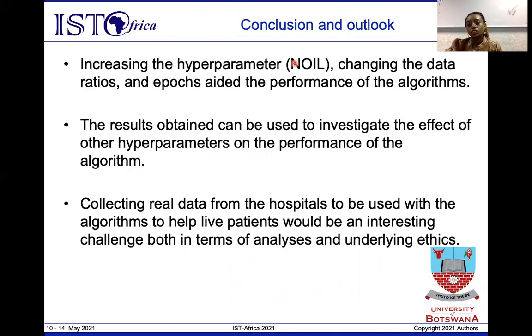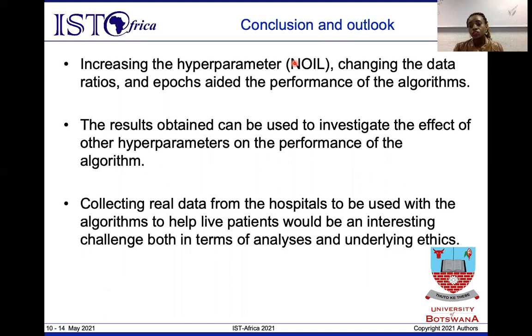In conclusion, it shows that for the RNN accuracy, varying the number of epochs, the number of input layers, the ratios and epochs actually helps improve the performance of the algorithm. So this hyperparameter is relevant for this algorithm, the RNN algorithm.